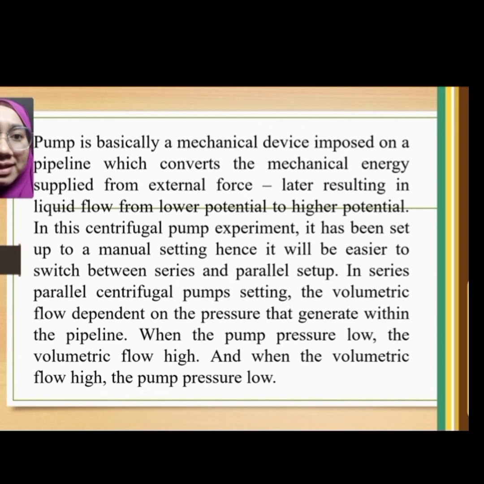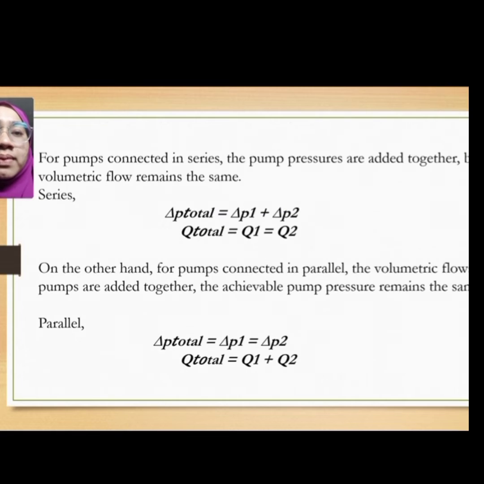In series and parallel centrifugal pump settings, the volumetric flow depends on the pressure that is generated within the pipeline. When the pump pressure is low, the volumetric flow is high, and when the volumetric flow is high, the pump pressure is low. For pumps connected in series, the pump pressures are added together, but the volumetric flow remains the same. So this is the formula for series. We just use this formula to get the data.